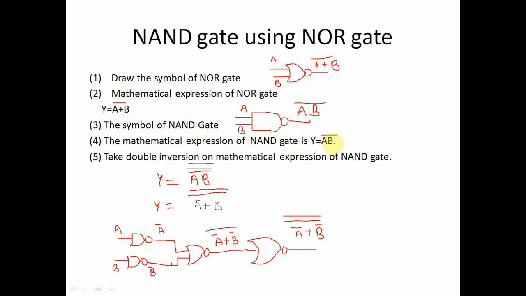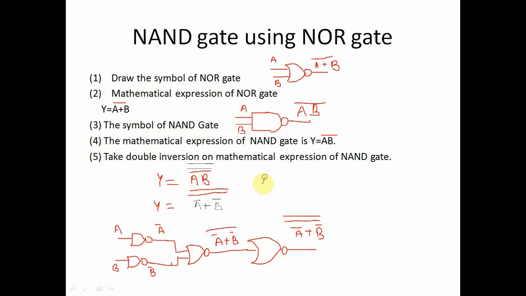So it is necessary to take double inversion. This one is the mathematical expression (AB) bar, and taking double bar is nothing but here I am writing it as the 2 bar complement. But here, which mathematical function is present? AND mathematical function is present. So it is necessary to convert it into OR. For that purpose we apply the De Morgan's theorem.